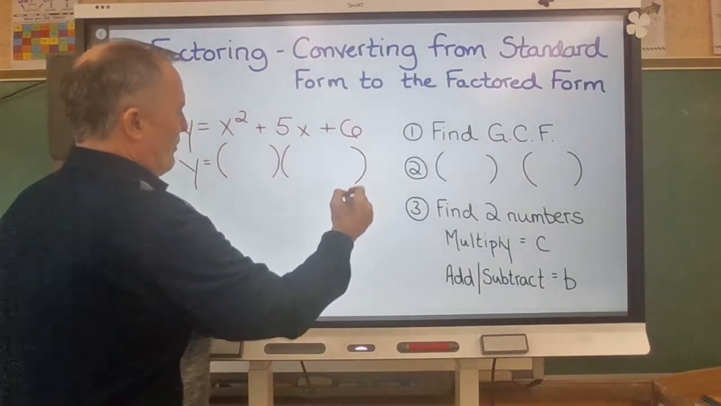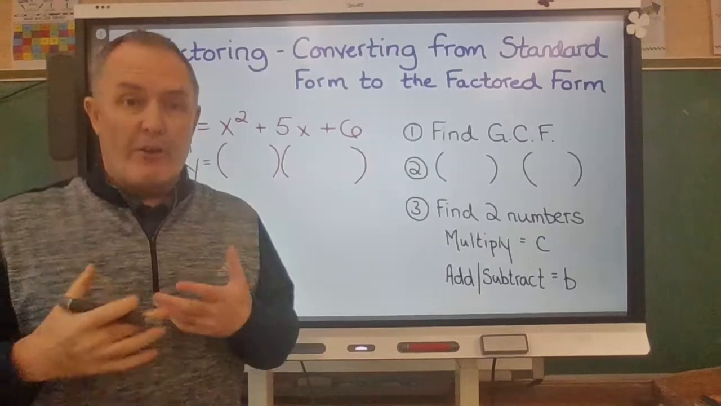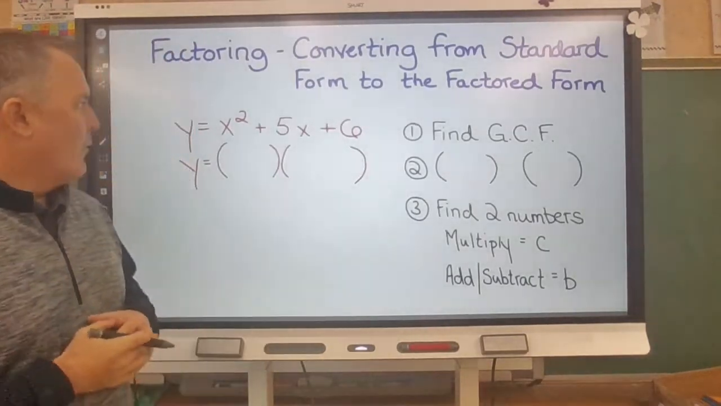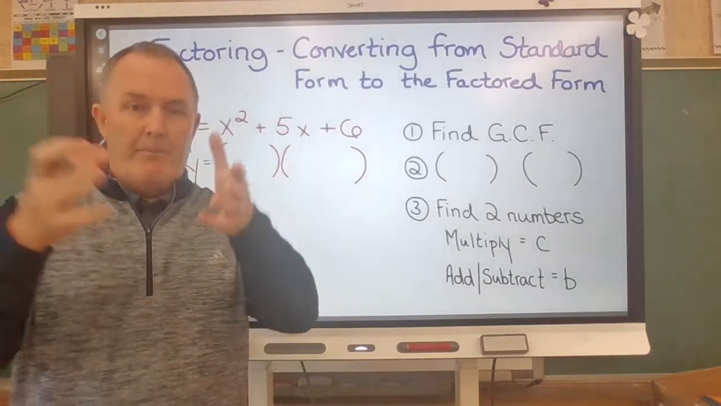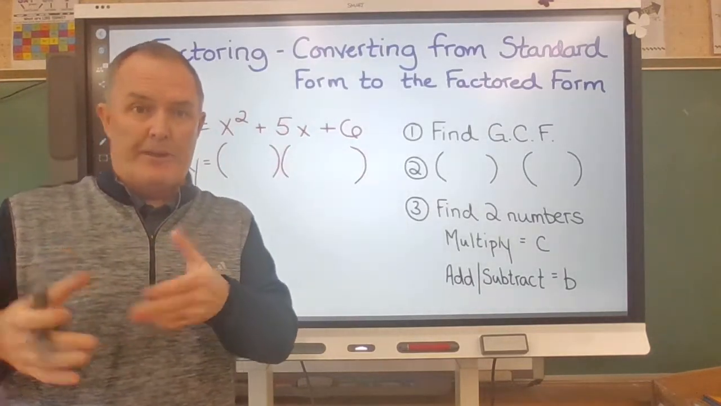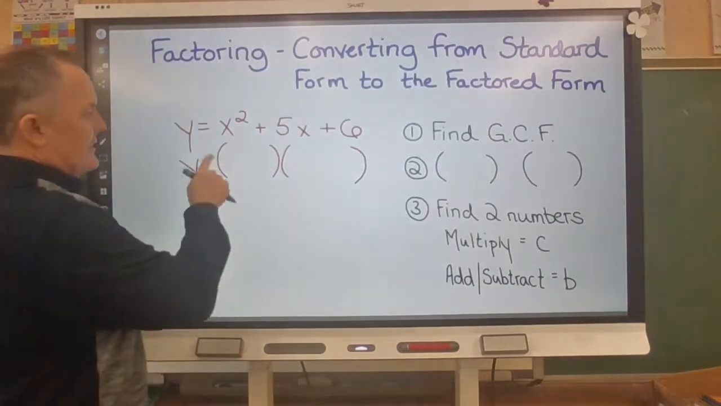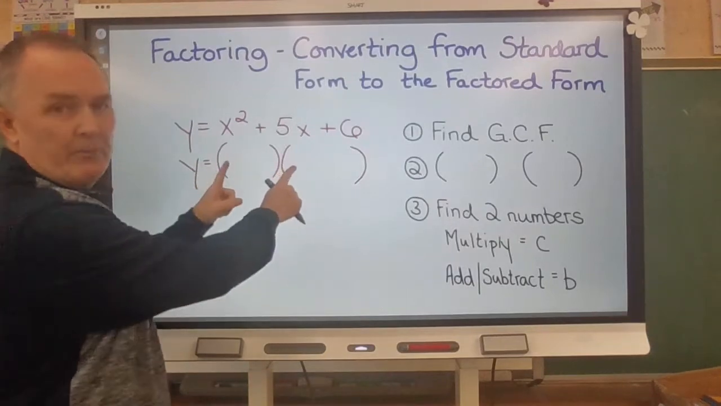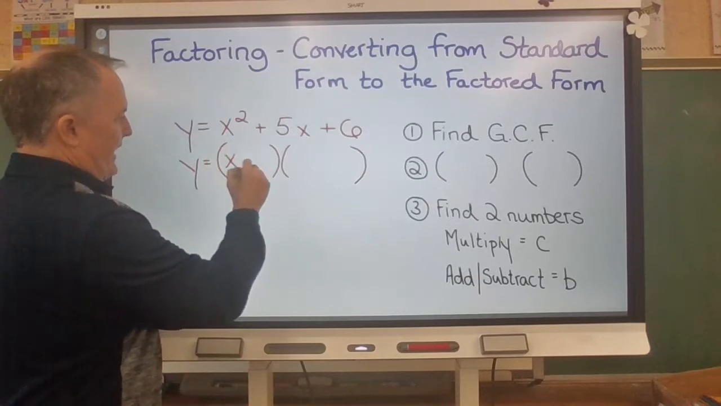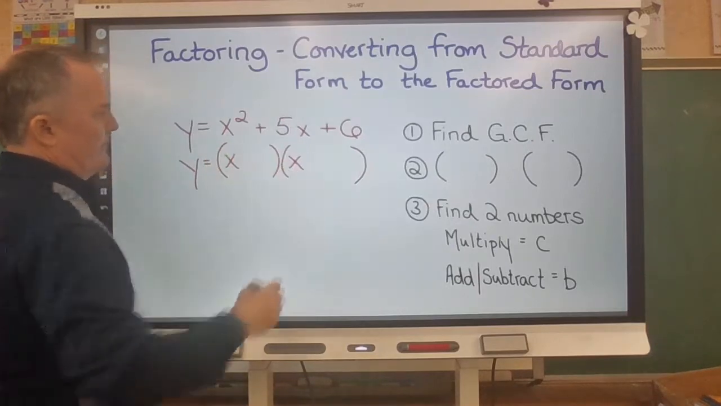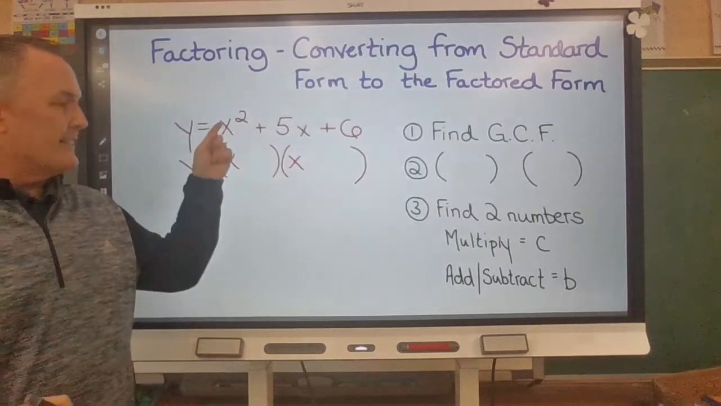Really, if you have FOILed before, we're doing the reverse of foiling. We're kind of taking the trinomial that we created by foiling, and we're going to break it apart and put it back in the form of two binomials. All right, so in foiling, we always multiply the first two terms together first, and we get x squared. So we're going to go ahead and put an x in front of both, because x times x is x squared.